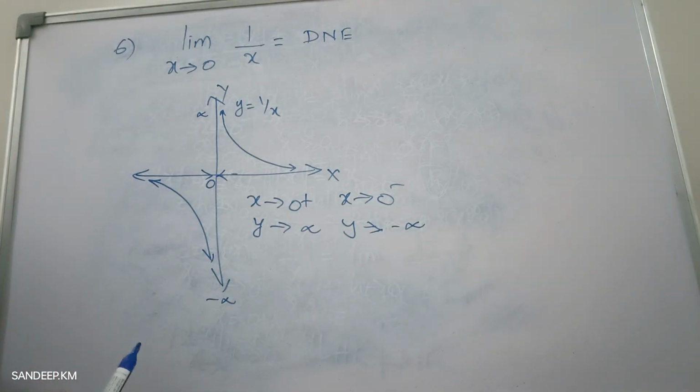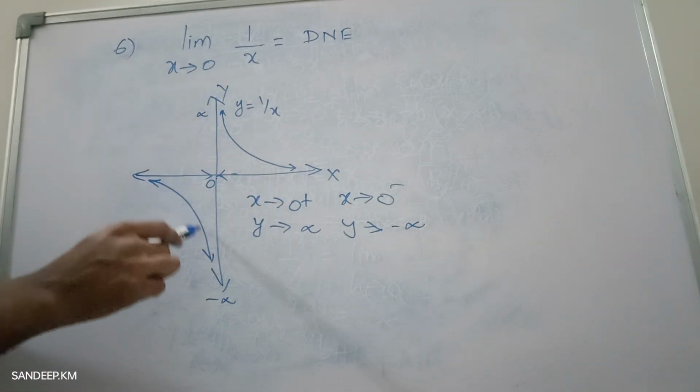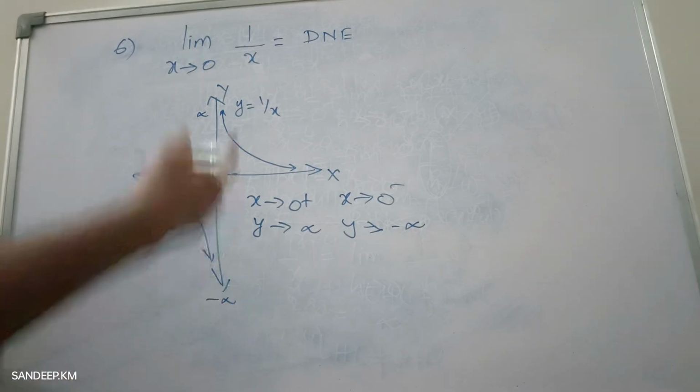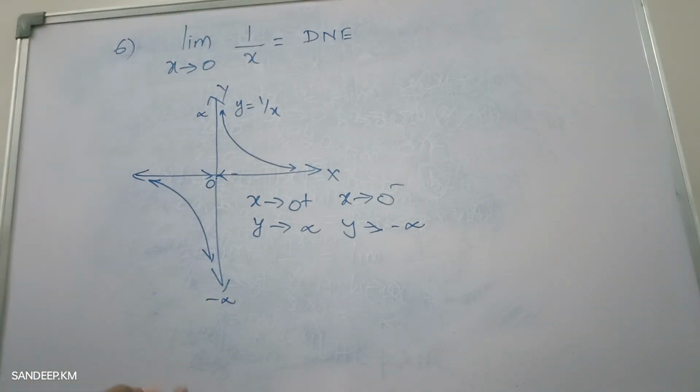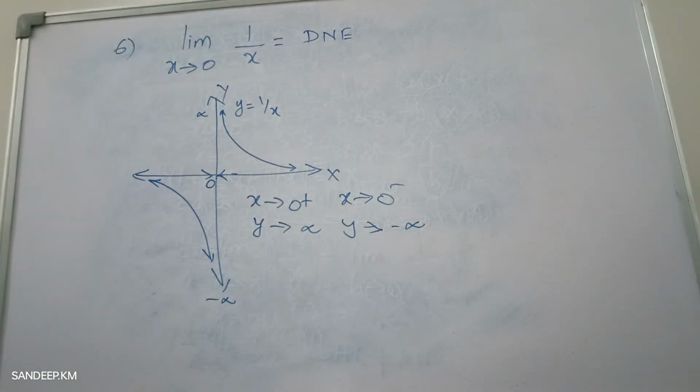Even the graph also says that at 0, towards the right side it is going to plus infinity and towards the left side it is going to minus infinity. LHL is not equal to RHL. The limit of this function does not exist. So let us see a similar function of 1 by x. And that similar function is what?